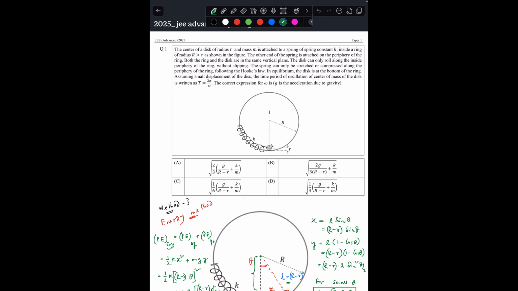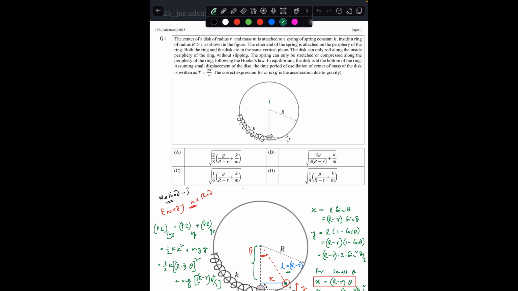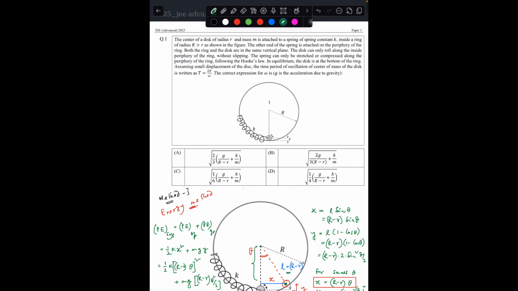Now let's focus on this question first. You can pause the screen and go through the language of the question. So what are the key words in the question? I will highlight that. First, the other end of the spring is attached to the periphery of the ring, and the ring and the disc are in the same vertical plane. This is one key statement. Then, the disc can only roll along the inside periphery of the ring without slipping, so that it will execute pure rolling. Important statement. The spring can only be stretched or compressed along the periphery of the ring. Another key sentence: it is following Hooke's law, so it is maintaining perfect elasticity.